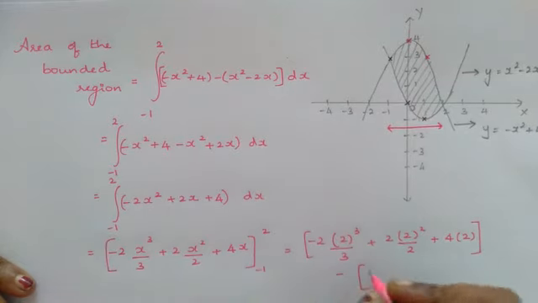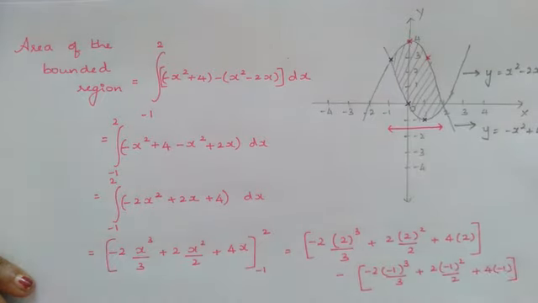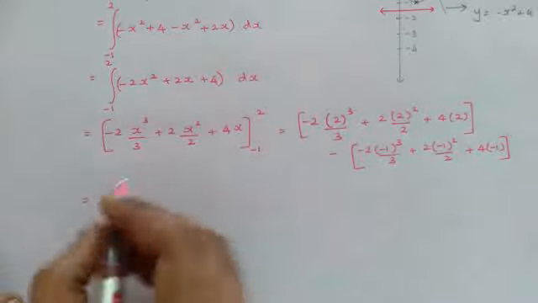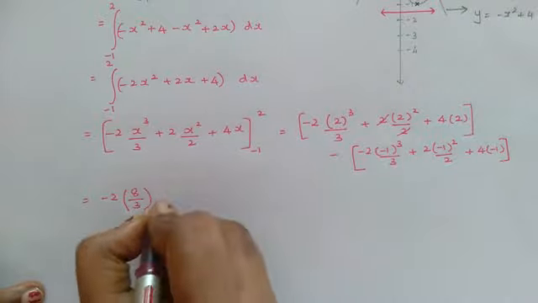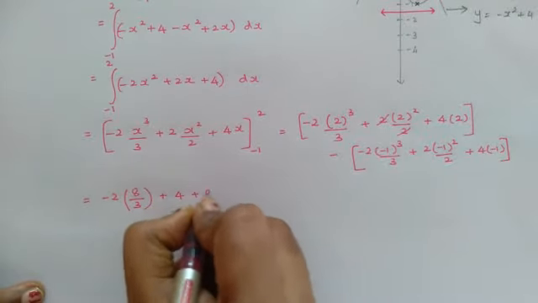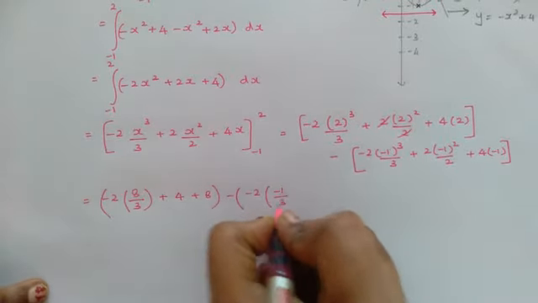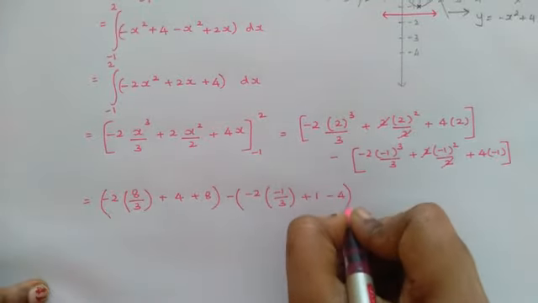Substitute the lower limit now. It is minus 1. So minus 2 into minus 1 the whole cube by 3 plus 2 into minus 1 the whole square by 2 plus 4 into minus 1. So this becomes minus 2 into 8 by 3. 2 and 2 gets cancelled. This is plus 4 plus 8. Minus 2 into minus 1 by 3. 2 and 2 gets cancelled. This is plus 1 minus 4.